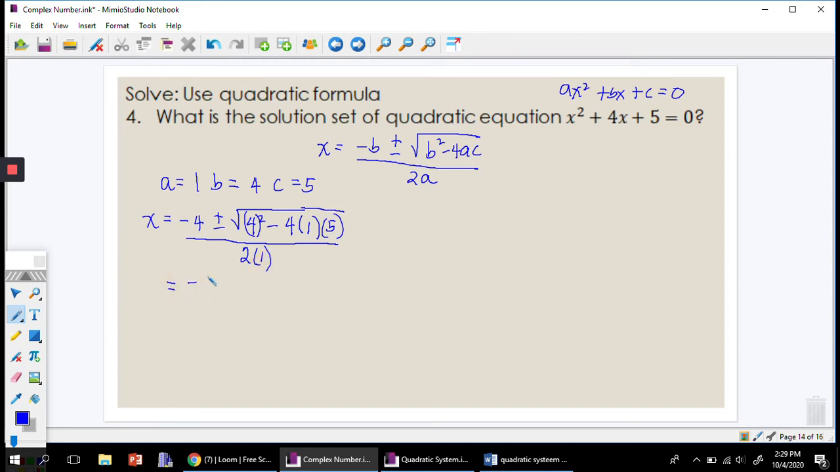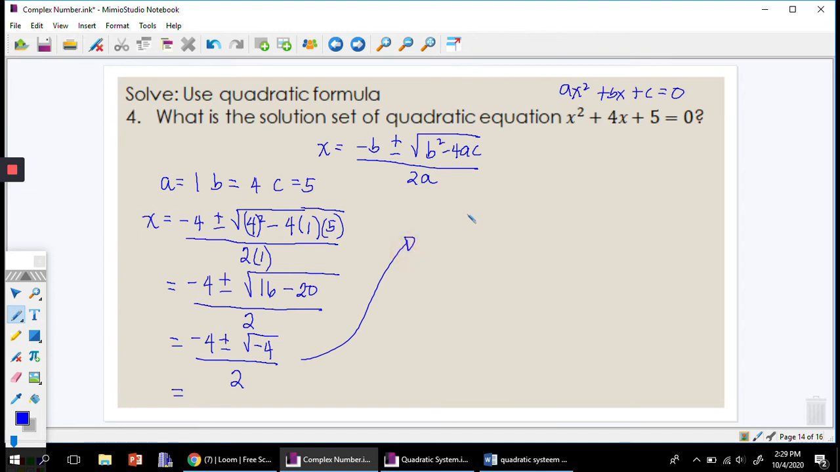So that will be negative 4 plus minus the square root of 4 squared is 16, and then 4 times 1 times 5, that will be 20. Alright, so that will be negative 4 plus minus the square root of 16 minus 20 is negative 4, all over 2. Let's write it here.